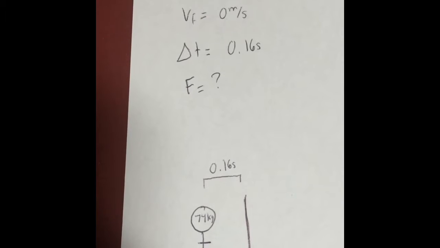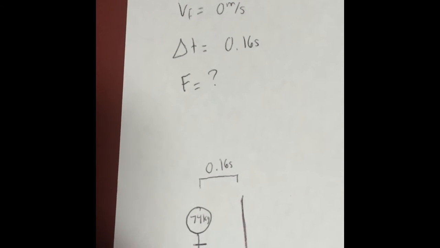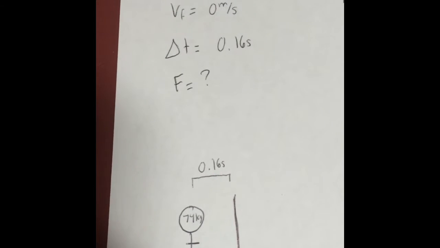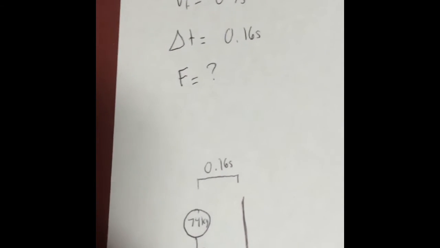74 kilogram Logan, traveling at 7.6 meters per second, just lost his balance after making a layup, and in 0.16 seconds he collides with a wall. In this problem, we are supposed to solve for the magnitude of the force acting on Logan's body.